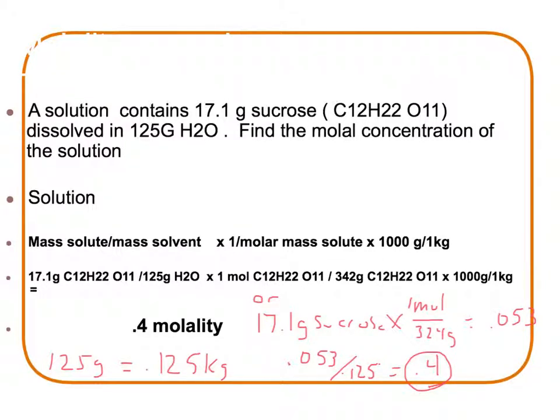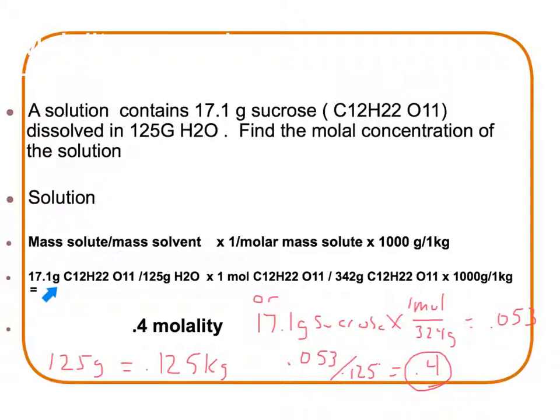Here we have a molality problem where we have a solution containing 17.1 grams of sucrose, C12H22O11. It is dissolved in 125 grams of water. We are to find the molality of the solution. Now, let's look at how a textbook solution would look for this problem.